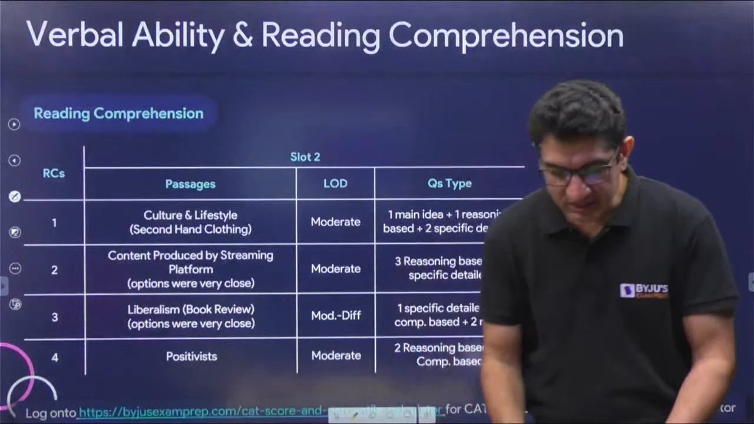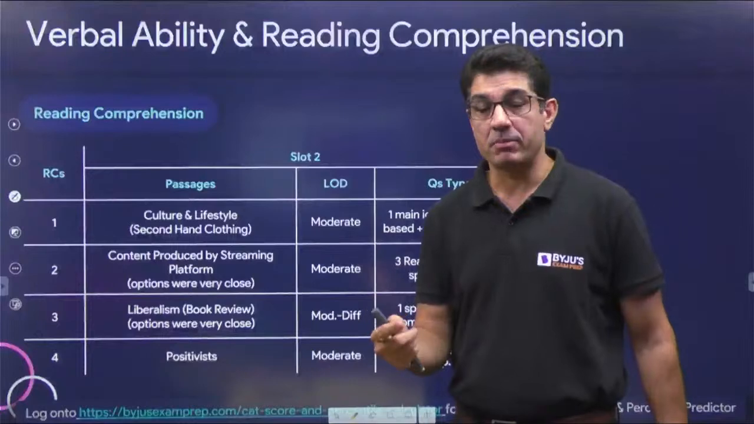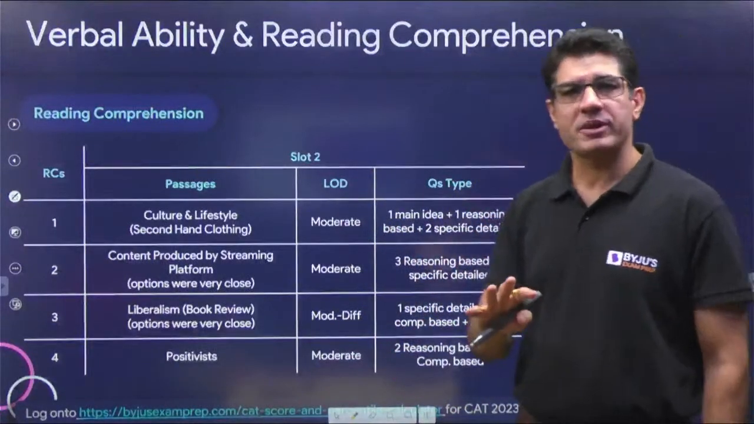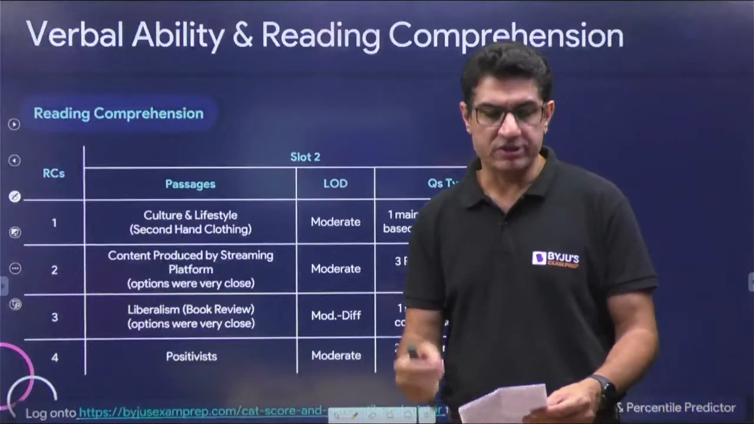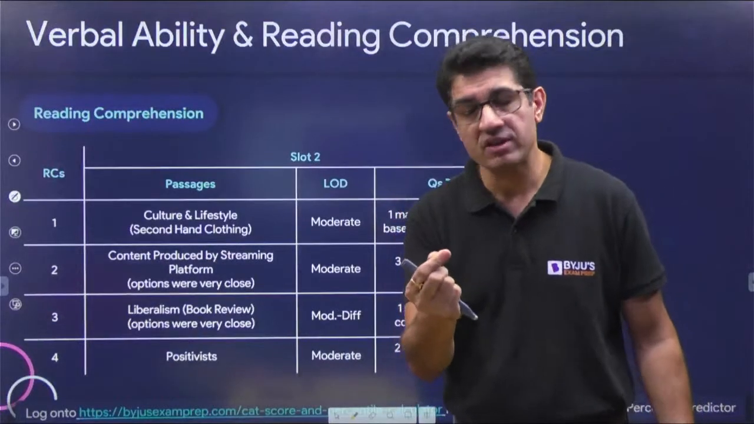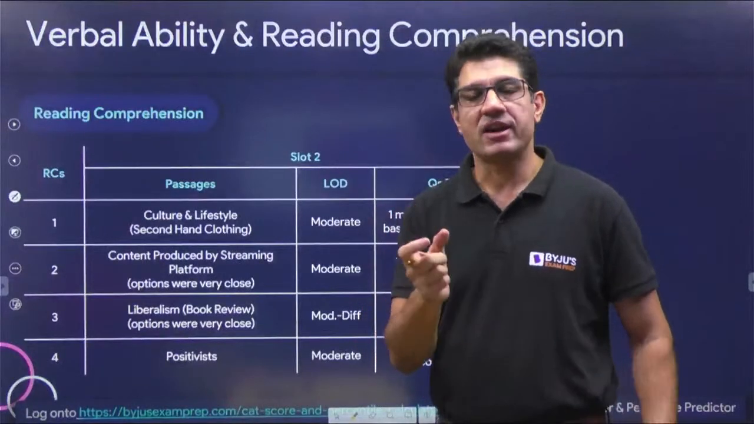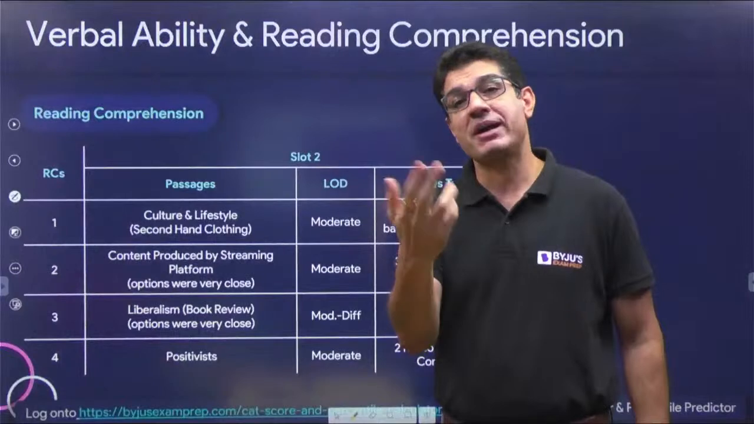Now, if I look at the questions of this particular passage, although it was easy to read, I would say that a couple of questions were definitely doable. So it had one main idea question, but instead of directly asking for the main idea, the author asked, which one of the following undermines the central idea?